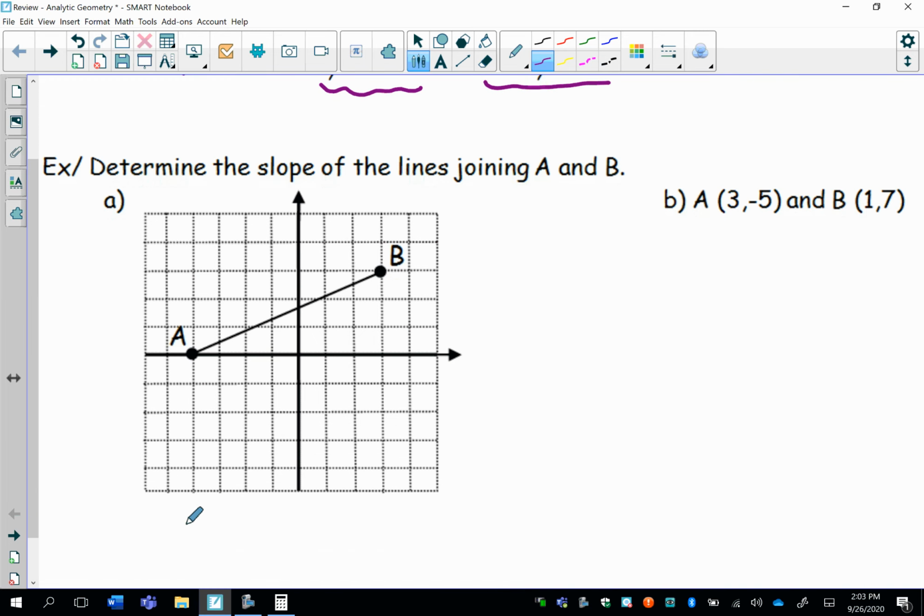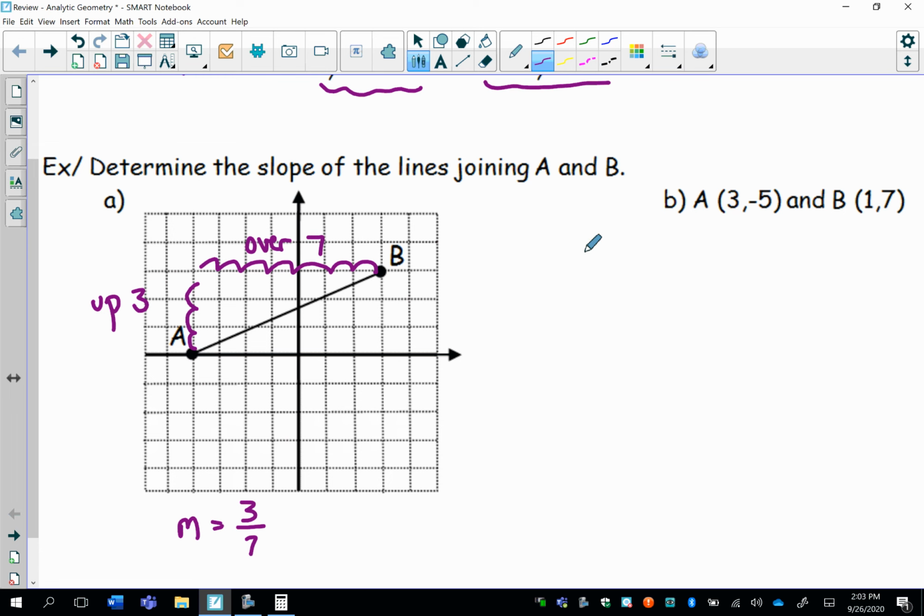Slope of a line. We like slope of a line from a graph because all we have to do is count. Just make sure we work left to right. So up 1, 2, 3. And over 1, 2, 3, 4, 5, 6, 7. There's your slope. We can't reduce it, so that's the answer. Just make sure you work left to right.